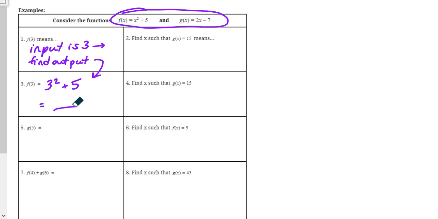Okay, this is your problem set. Question 2 says find the x such that g of x equals 15. Now notice how the way that that's written is not the same as this. It's not saying plug in 15. It's saying find x such that g of x gives you 15. So 15 is the output.